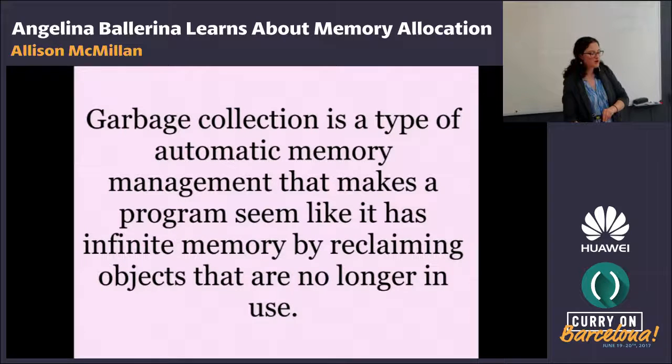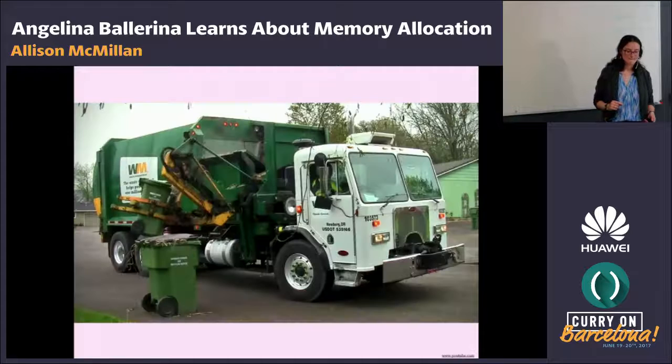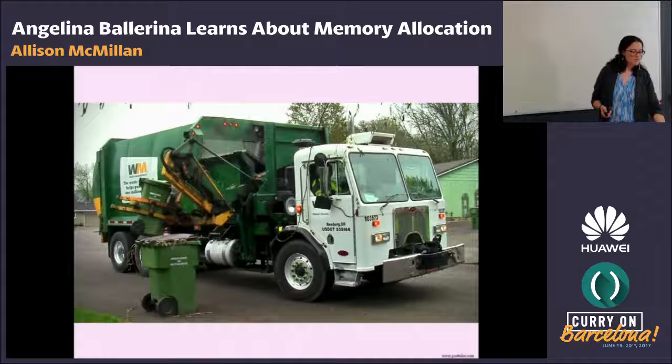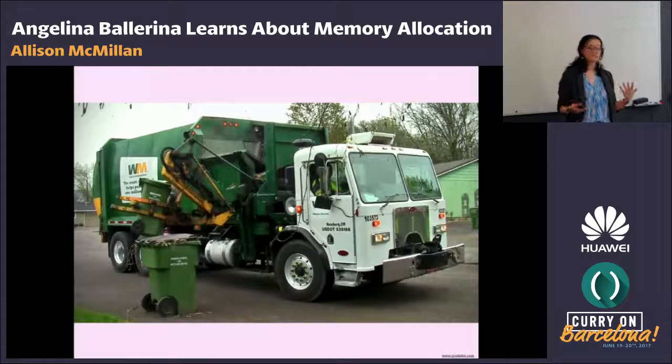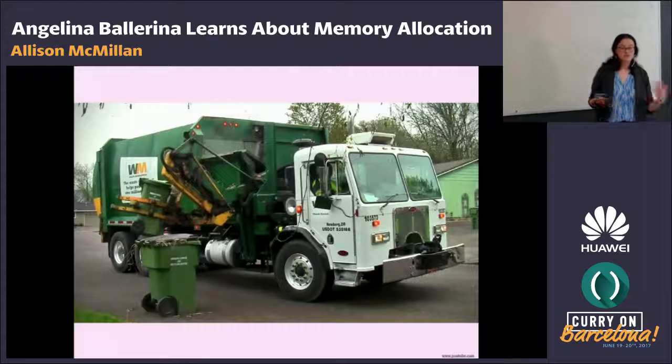Garbage collection is a type of automatic memory management that makes a program seem like it has infinite memory by reclaiming objects that are no longer in use. So there are languages that have automatic memory management or garbage collection and ones that don't. For example, Ruby and Python are both automatic memory management languages. You don't need to think about memory and allocation of objects or implementing garbage collection in order to free up memory manually. The language does that for you.